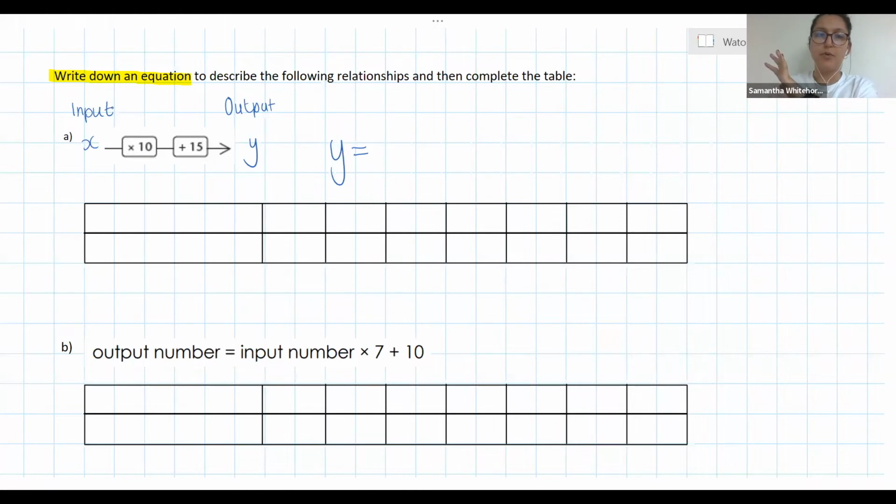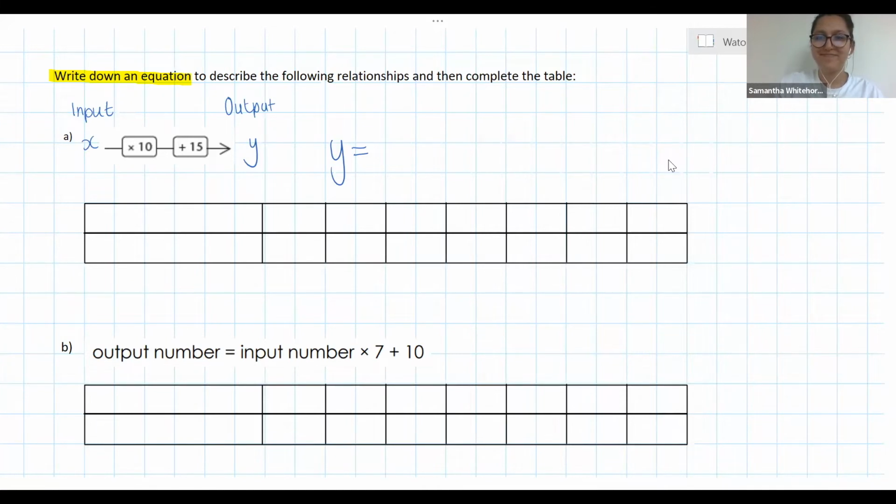And that's our output. So according to this rule, my input x is going to be multiplied by 10, and then I'm going to add 15, and I'm going to get my output. I don't know if maybe someone wants to try. You can put it in the chat or you can raise your hand. What would the equation look like to describe this relationship? Oh, Palesa's on it. Palesa, tell me.